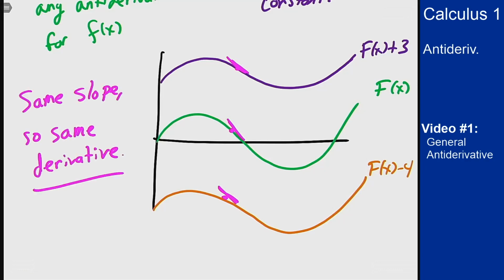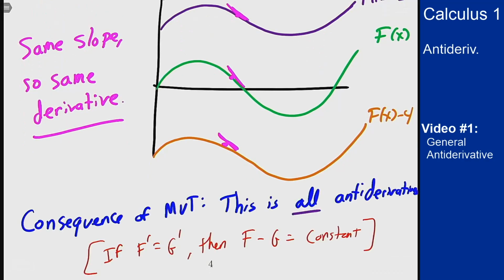It's also a consequence of the mean value theorem that this gives me all possible antiderivatives for the function little f, because we know if two functions have the same derivative, their difference must be a constant. And so, since all my antiderivatives must have the same derivative as a base one, they can only differ from it by a constant, which is this arbitrary c that we have in our definition.